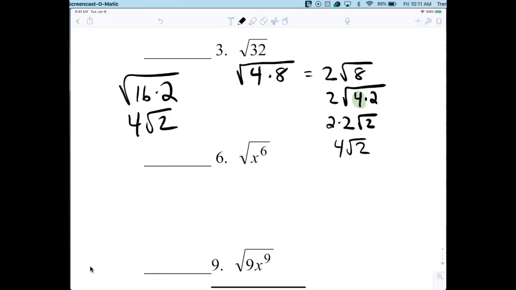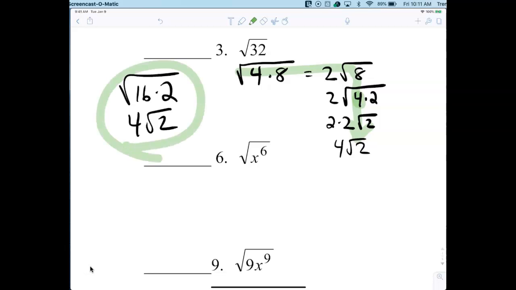All right, come on, Thomas. Don't be distracted. 16 times 2 is 32. And then what's the square root of 16? What is the problem? You good? You sure?